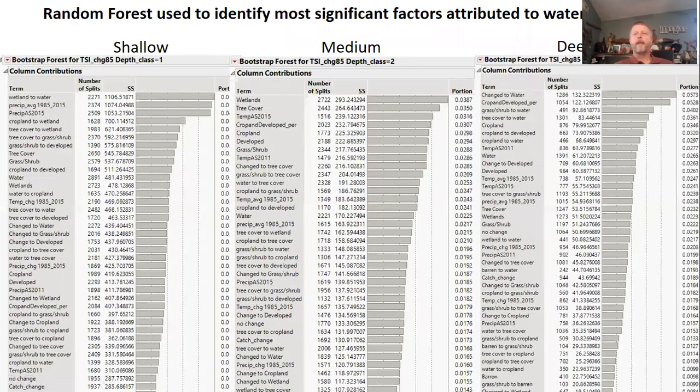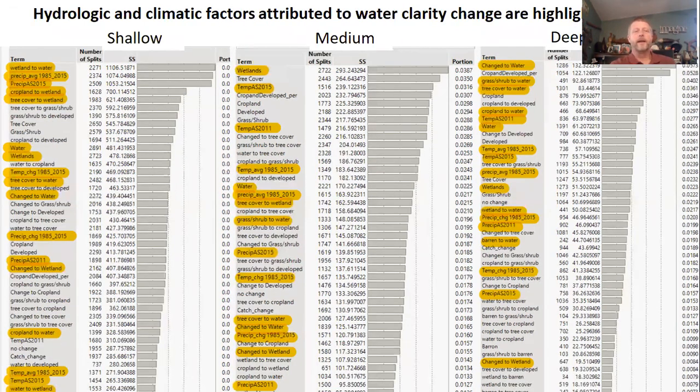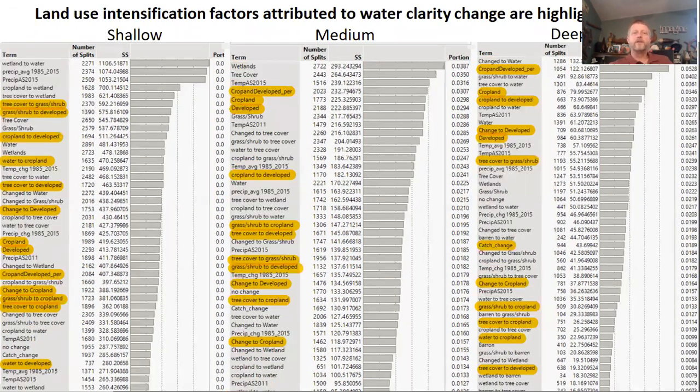So if we look at water clarity change over this time period, and what the factors attributed to that are, we find a lot of them are the hydrologic and climatic factors. Those are highlighted factors here. And then also there are land use intensification factors highlighted here. So both factors are contributing to changes in water clarity in Minnesota.